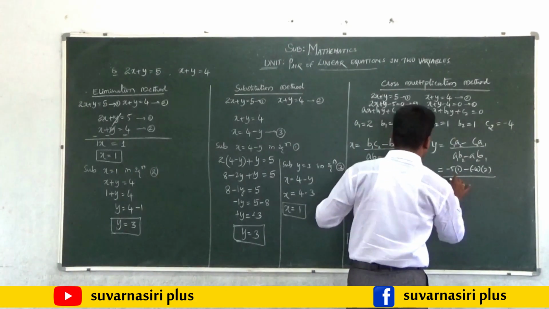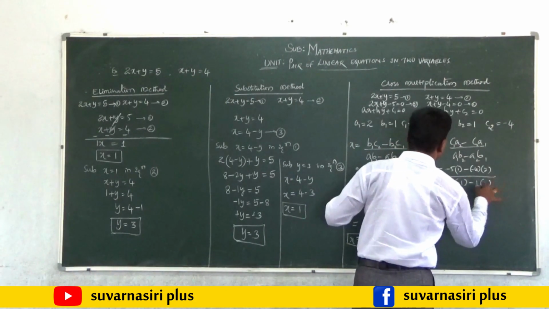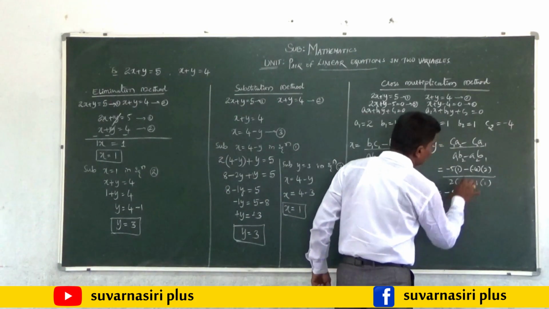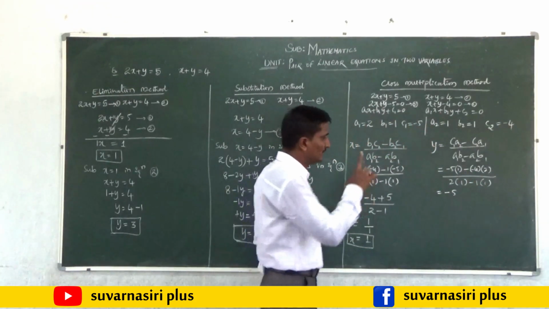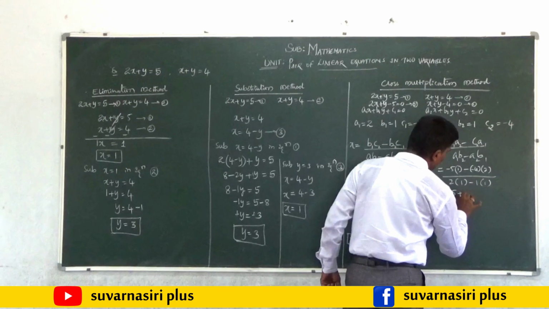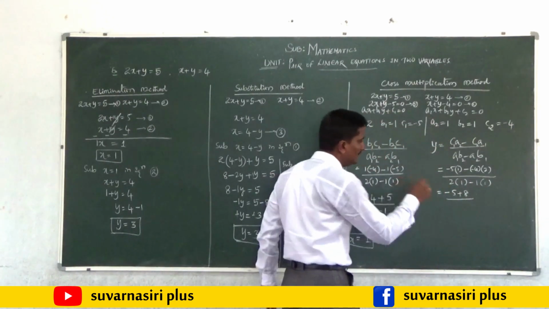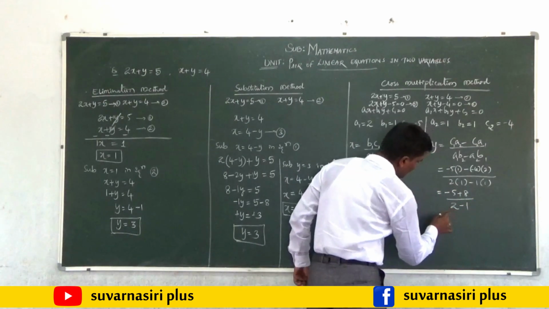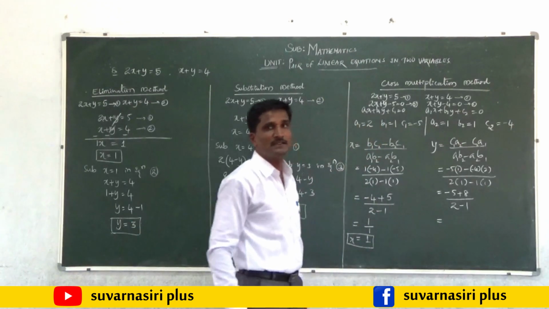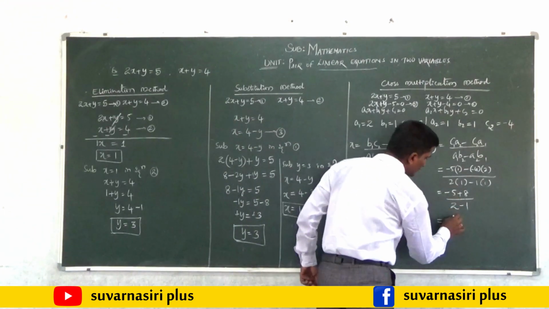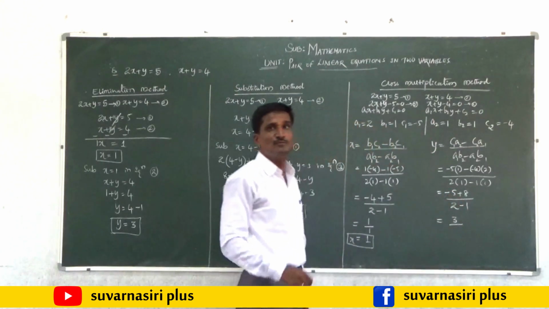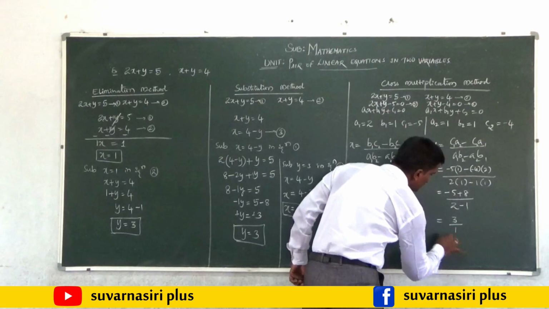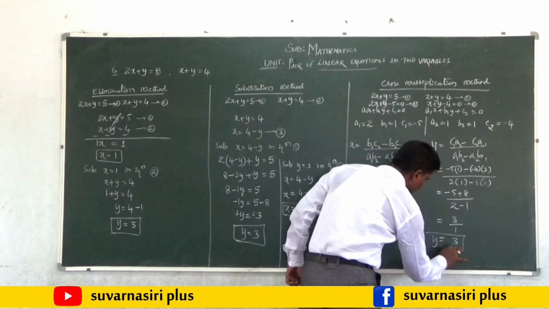The same thing you can write here: 2 into 1 minus 1 into 1, minus into plus minus 5, minus into minus plus 4, 2 fours are 8, by 2 1 is 2 minus 1 1 is 1. So minus 5 plus 8 is plus 3, by 2 minus 1 is again 1. So 3 by 1 is nothing but 3. y is equal to 3.